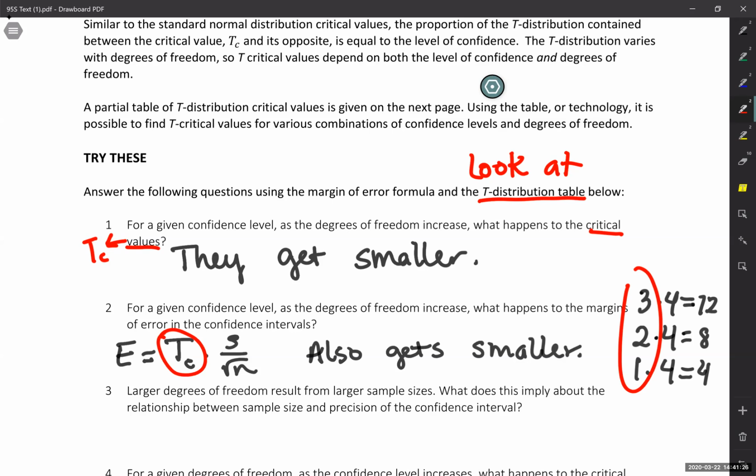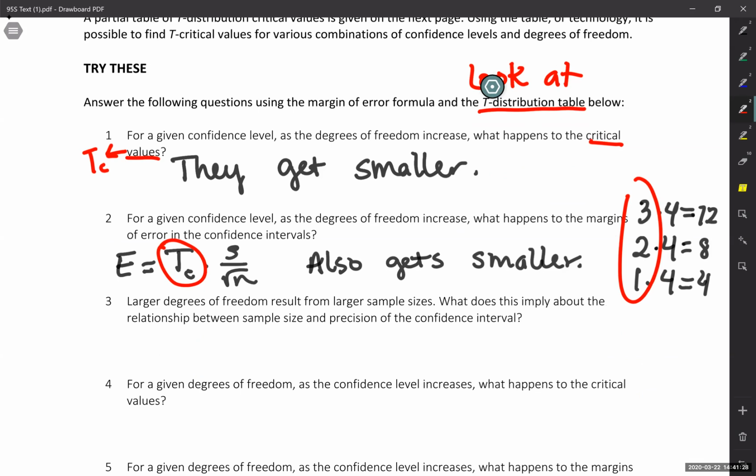On number 3, it says larger degrees of freedom result from larger sample sizes, because remember the formula, degrees of freedom equals n minus 1. So the bigger n is, the bigger the degrees of freedom are. So what does this imply about the relationship between sample size and precision of the confidence interval?